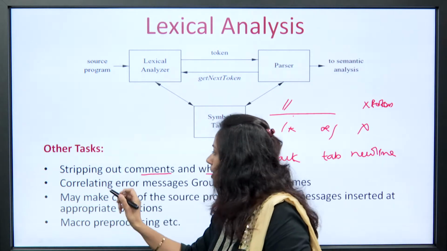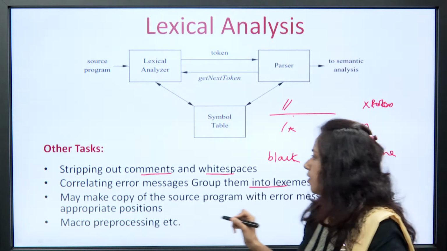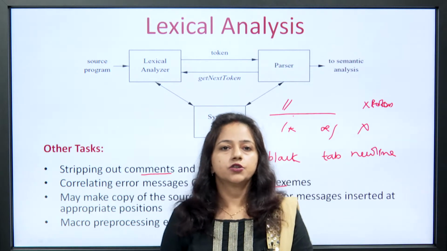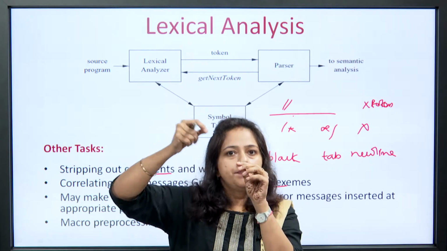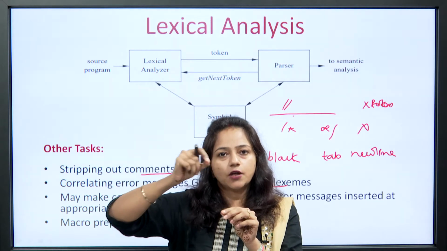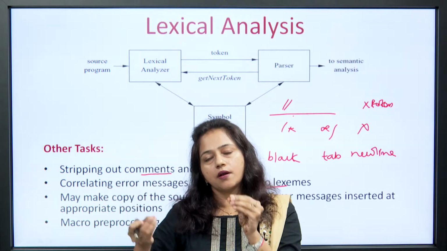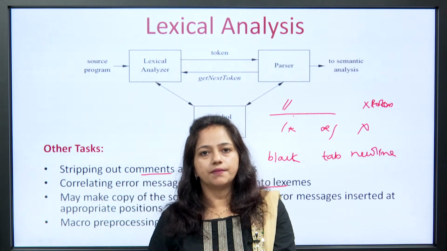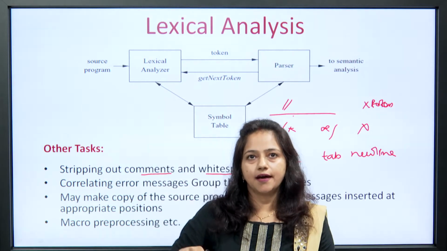Now, second is correlating error messages. Group them into correlating error messages. So, basically the lexical analyzer keeps track of the line numbers, and based on those line numbers or on new line characters, it can correlate an error message with the line number, meaning there is an error in this particular line. So, it keeps track of the new line characters.